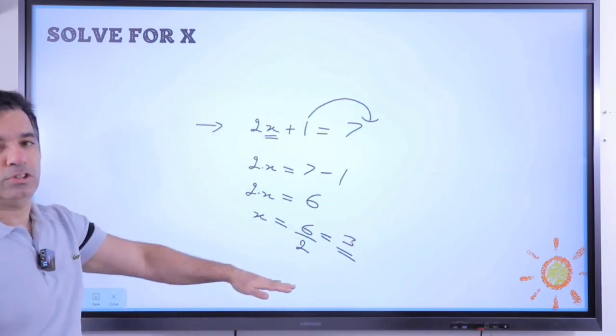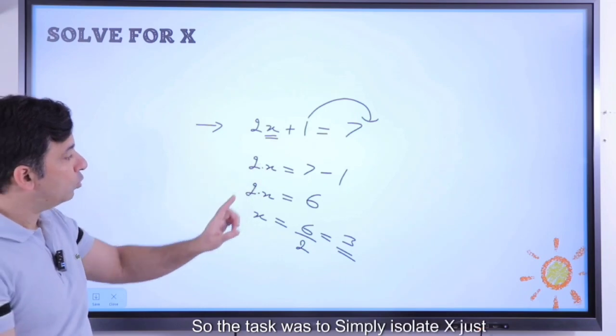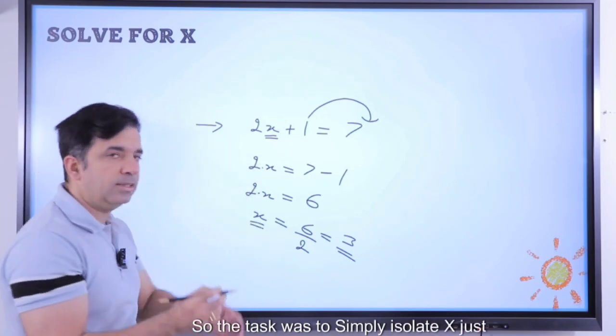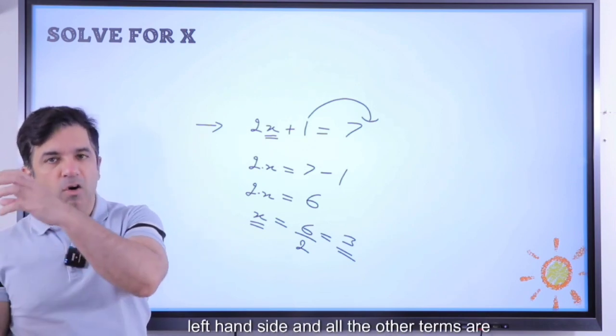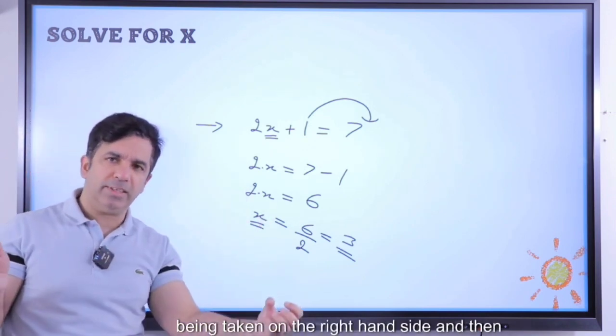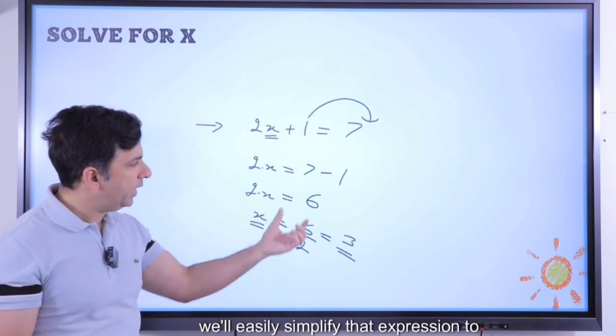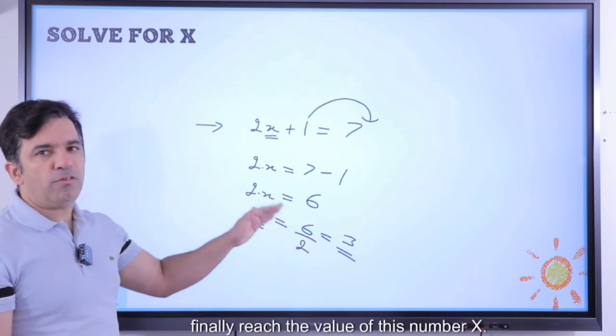So this is the process. The task was to simply isolate x. Just make sure that the unknown remains on the left hand side and all the other terms are taken to the right hand side, and then we'll easily simplify that expression to finally reach the value of x.